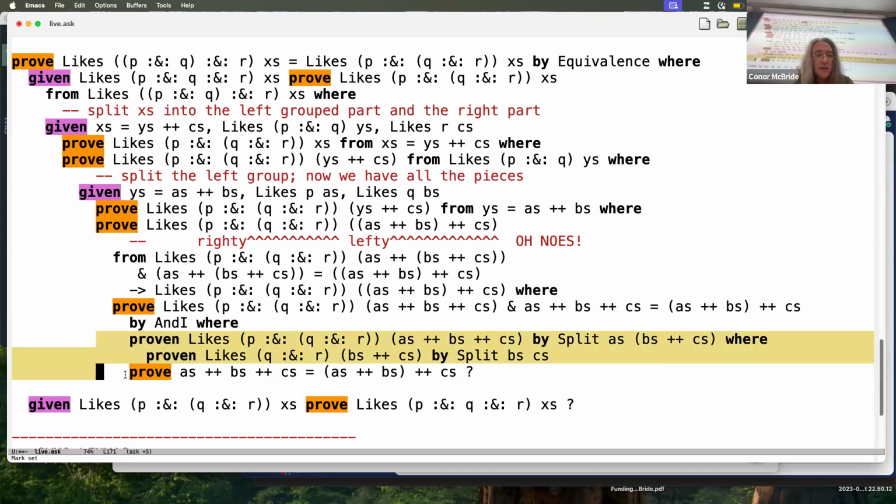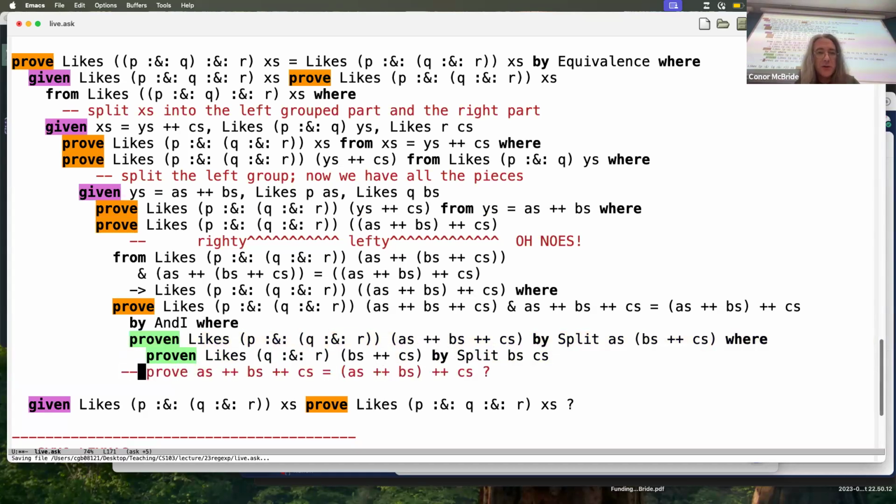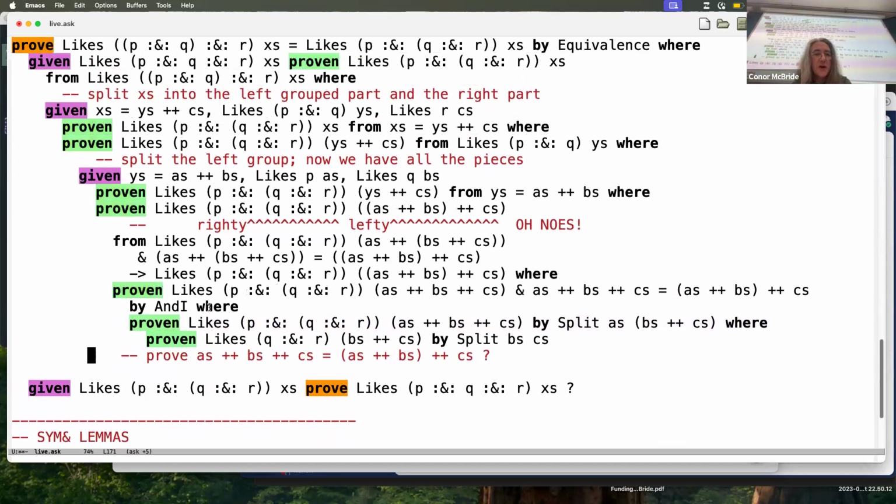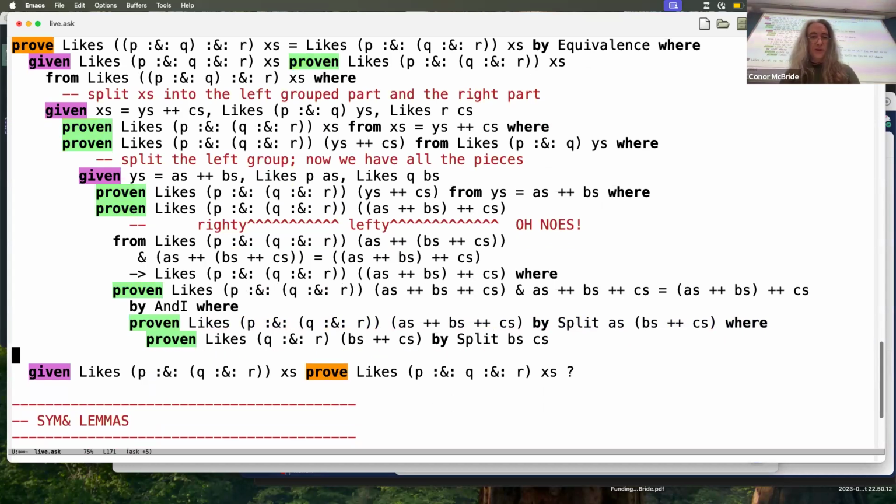And then I'm hoping that if I just comment that out, now that ask knows append is associative, then this half of the proof is done. And I'm not going to do the other half because we've got other fish to fry.